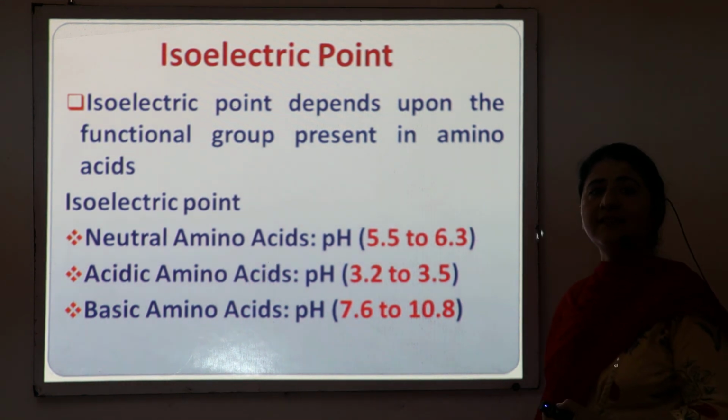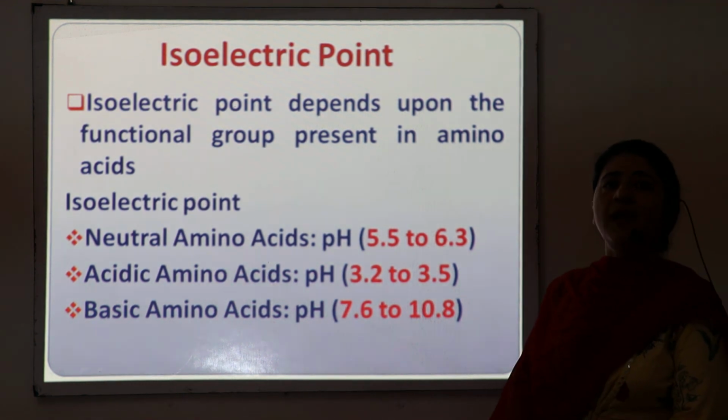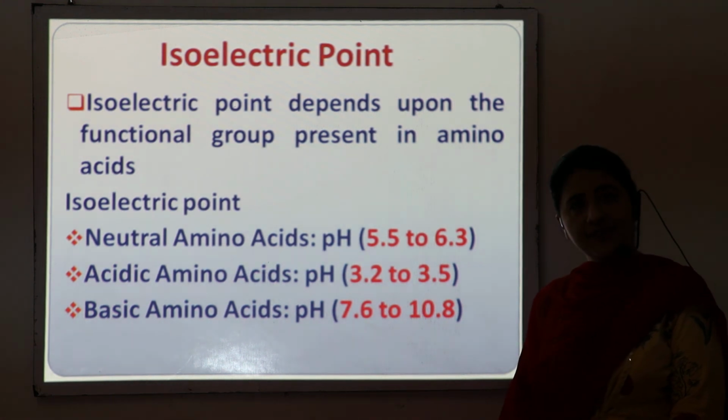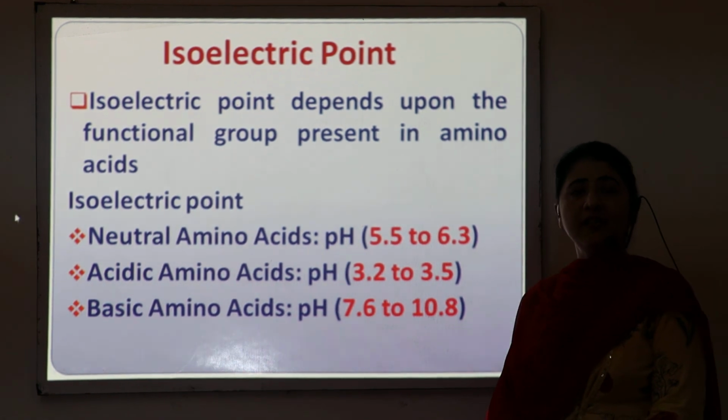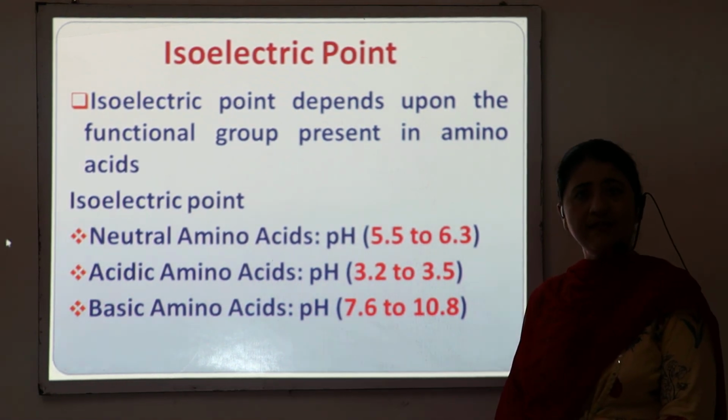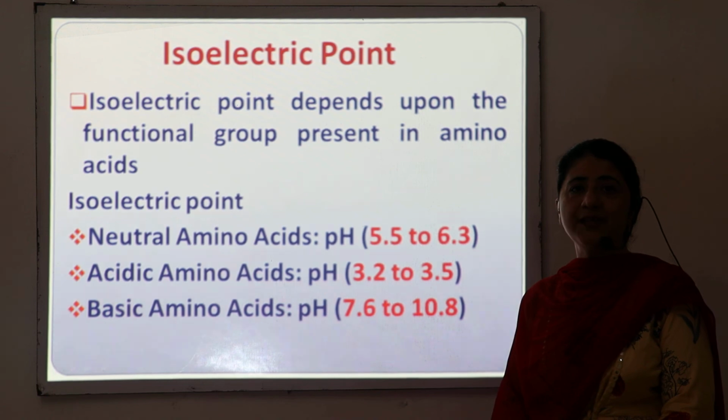So in this lecture we discussed the amino acid and its classification, and we also studied the structure of amino acid, including its isoelectric point.